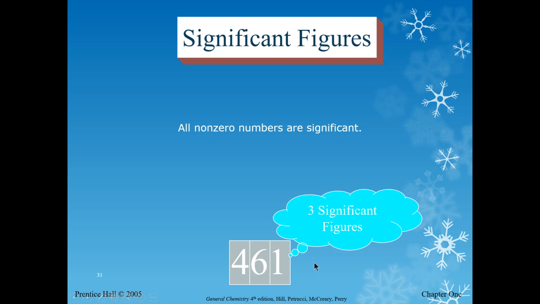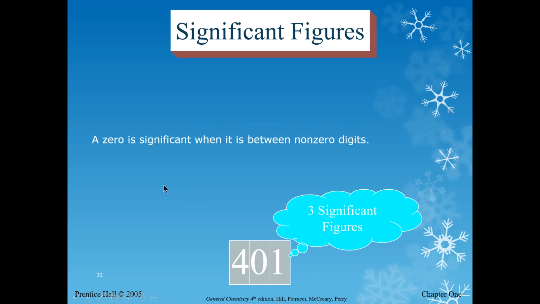All right. The next rule has to do with zeros. In fact, all the rules that we're going to look at from here on have to do with zeros in particular situations. So this rule says a zero is significant when it is sandwiched between non-zero digits, right? Such as this example here, 401. As you can see here, you have a 0 which is sandwiched between the 4 and 1. So that is basically 3 significant digits, because this 0 is significant in addition to the 4 and the 1.